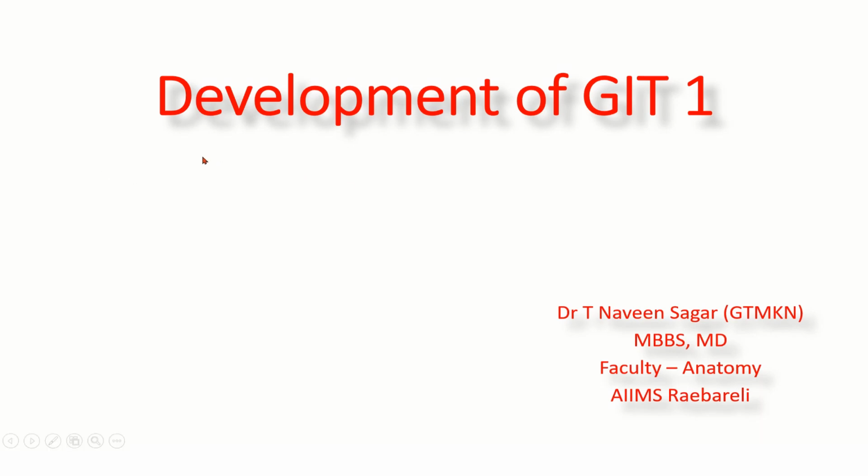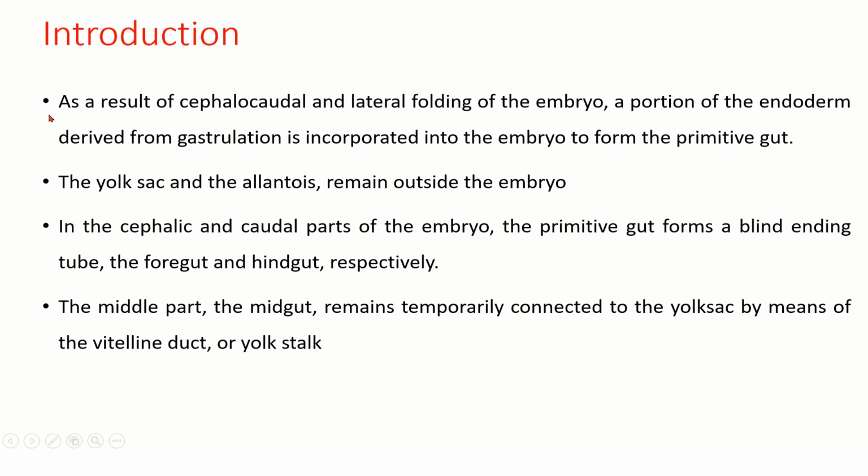So in this session, we'll be dealing with the development of the gastrointestinal tract. As a result of cephalocaudal and lateral foldings of the embryo, a portion of endoderm derived from gastrulation is incorporated into the embryo to form the primitive gut. The yolk sac and allantois will remain outside the embryo.